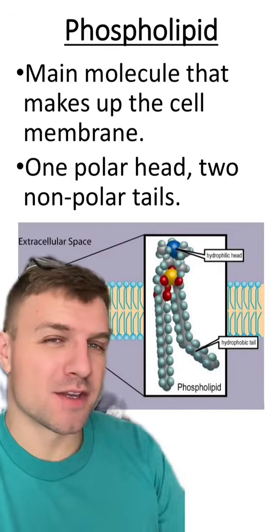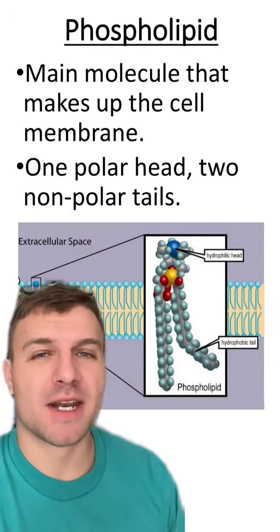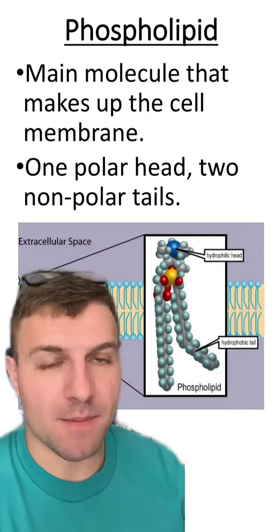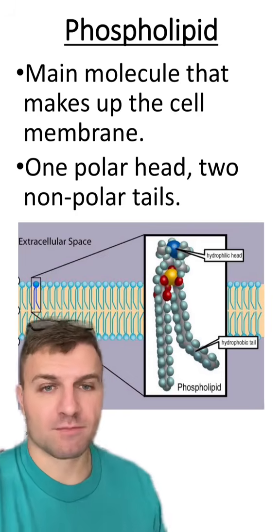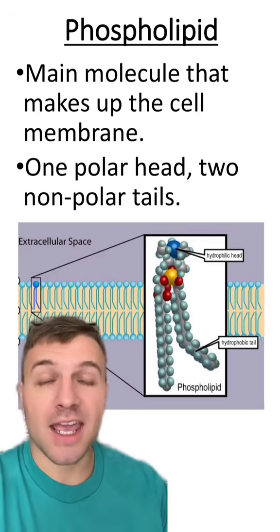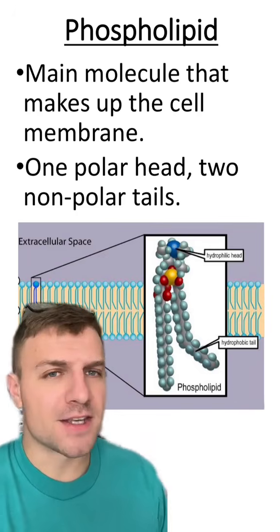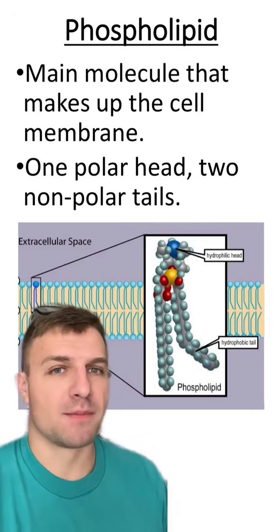Do you know what molecule this is? This is known as a phospholipid, and it's the main molecule that makes up your cell membrane. And if you're in biology, you should know about the main parts that make up a phospholipid. For one, it has one polar head and two nonpolar tails. The cell membrane is also known as the phospholipid bilayer.